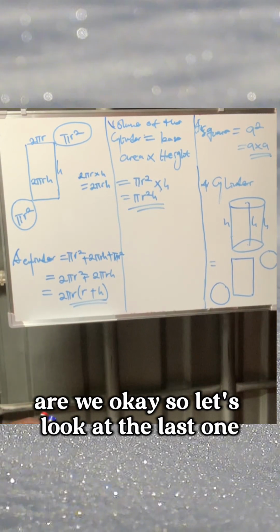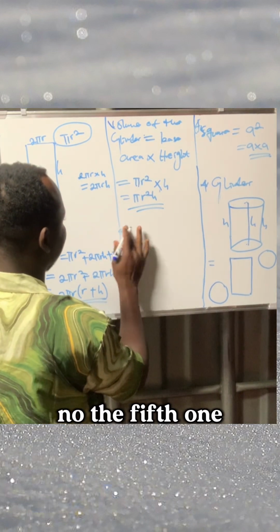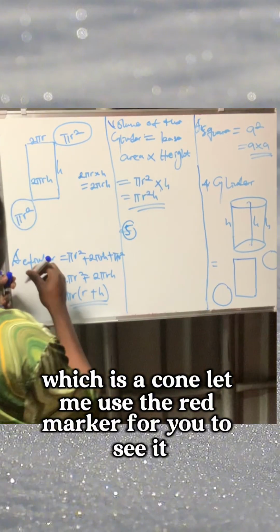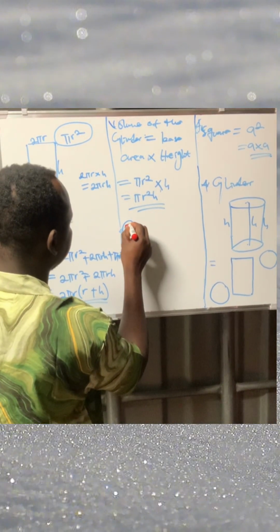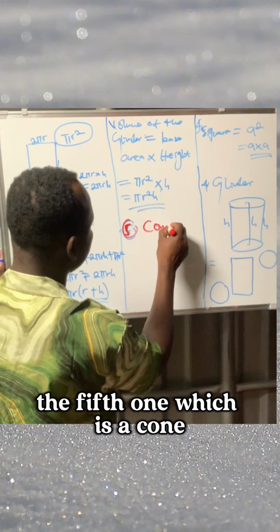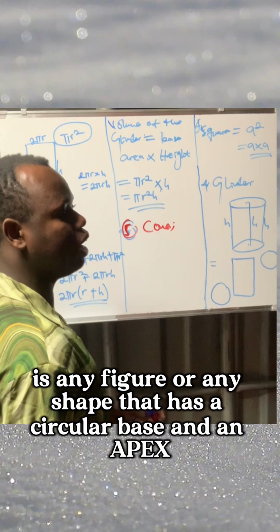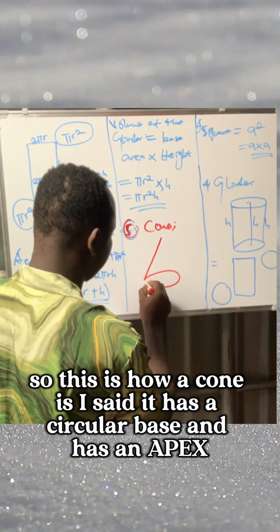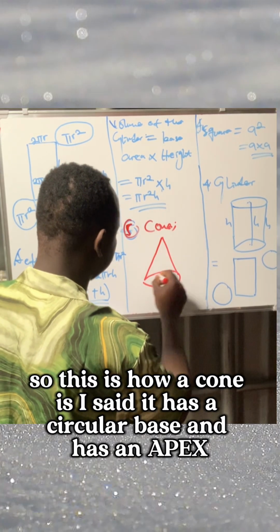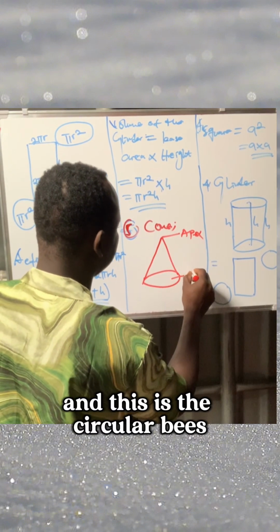Are we okay? So let's look at the last one, which was a cone. That's the fifth one, please. Let me use a red marker for you to see it well. A cone is any figure or shape that has a circular base and an apex. So this is how a cone is. It has a circular base and an apex. So this is the apex, and this is the circular base.